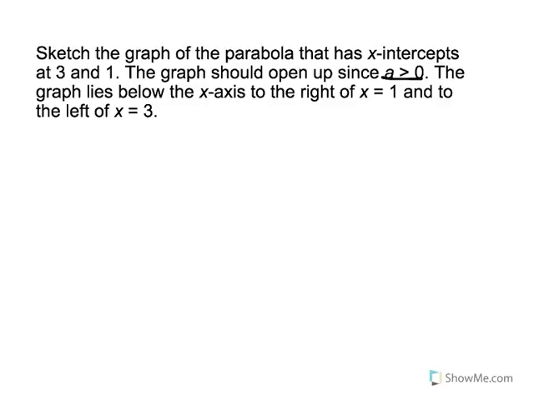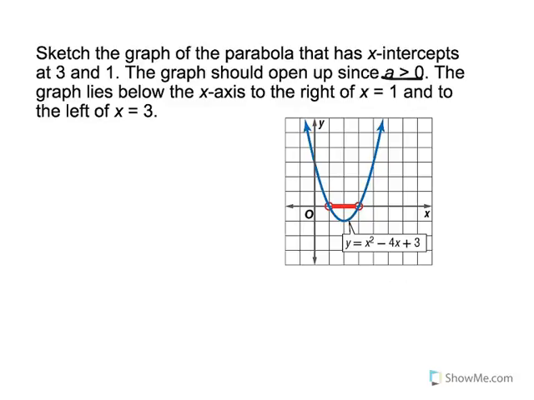It means it's positive. And the graph lies below the x-axis to the right of 1 and to the left of 3. Alright, so if you graph this on your graphing calculator, all you want to put in is x squared minus 4x plus 3. Okay, you just want to plug in that piece.